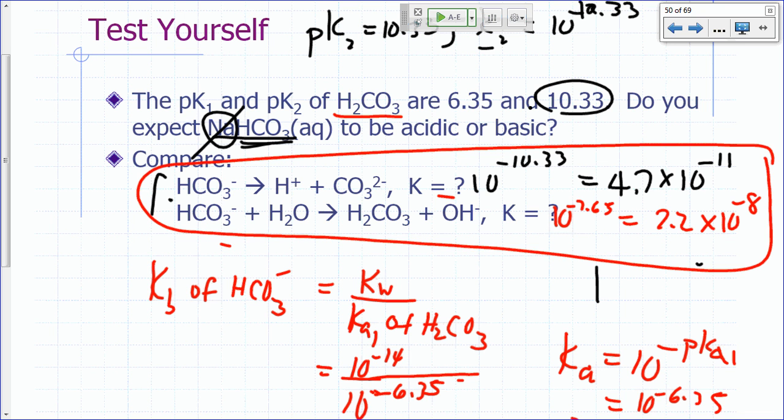So you're looking at two competing processes, one generating H+, the other one generating hydroxide. Which one wins? Which one will go farther to the right? The one with the larger KEQ. Which one has the larger KEQ? The first reaction or the second? Second reaction. So if you went to the lab and I asked you to measure the pH of a solution of sodium bicarbonate, what would you expect to get? Acidic or basic? You'd expect it to be basic. Okay? So sodium bicarbonate would be a basic salt.